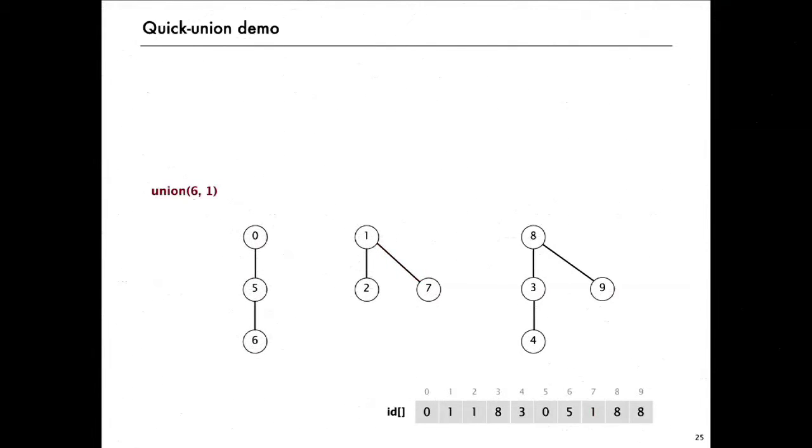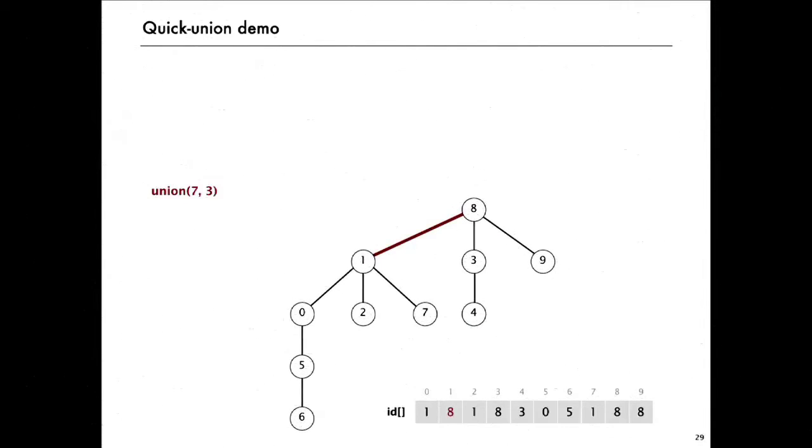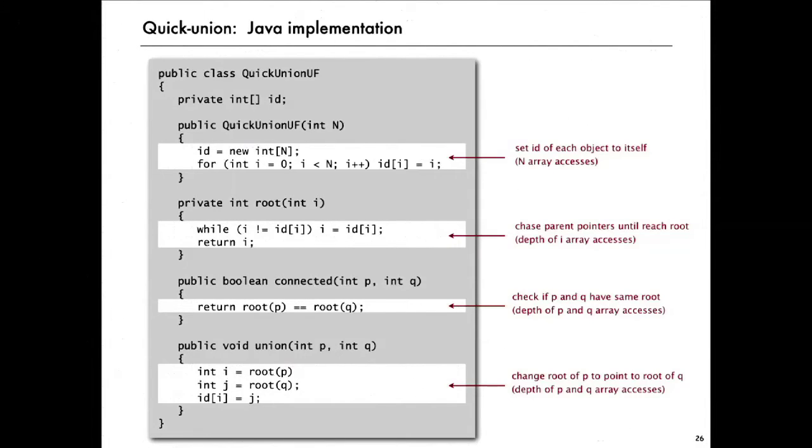6 and 1. 6's root is 0. 1's its own root, so 0 becomes a child of 1. Each one of these union operations just involves changing one entry in the array. And finally, 7 and 3. So 7's root is 1, 3's root is 8, 1 becomes a child of 8. Okay, and now we have one connected component with all the items together. All right, so now let's look at the code for implementing quick union.